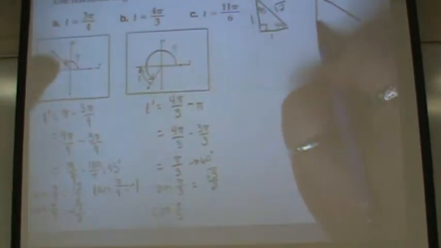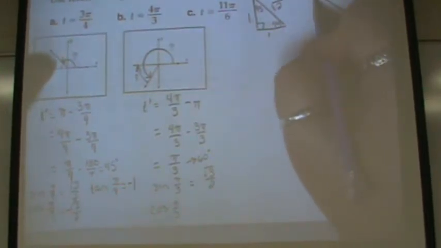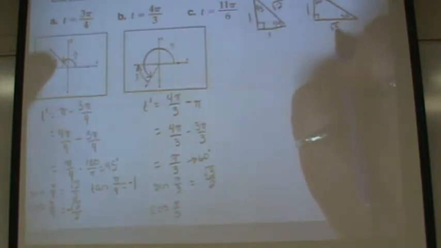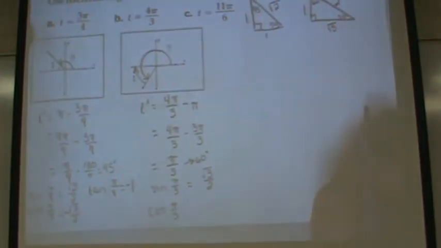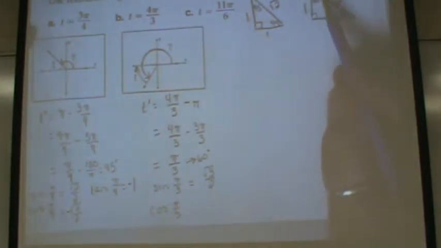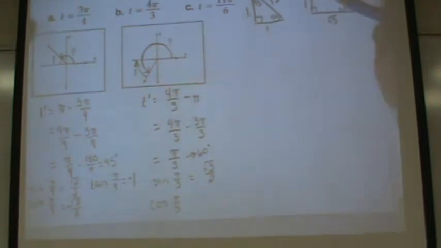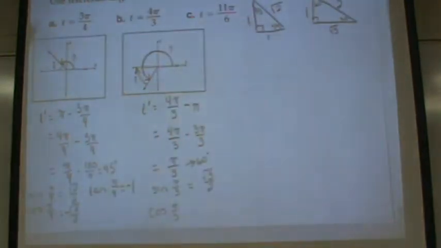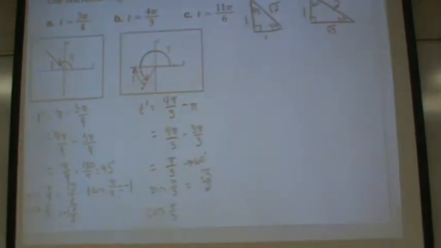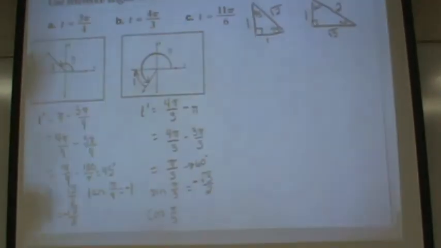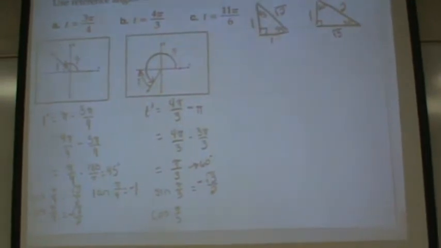And again, if it's helpful to draw the triangle, draw the triangle. Remember, your shorter leg was 1, your longer leg is root 3, and your hypotenuse is 2. So if you're looking for sine, we're looking at the 60-degree angle. So you have root 3 over 2. And again, we need to take into consideration what quadrant we're in. So sine in the third quadrant is negative. So this is a negative square root of 3 over 2.